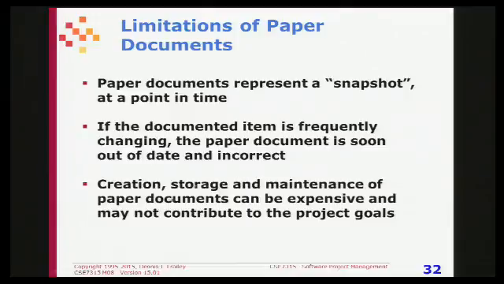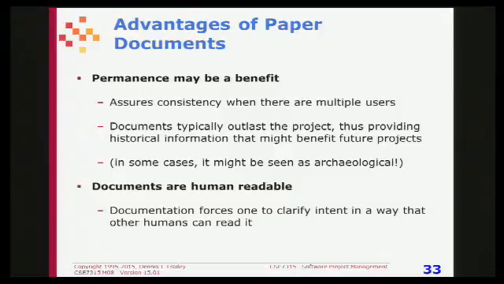Paper documents represent a snapshot of reality, but as soon as you put it on paper, any changes you make from that point forward are no longer reflected in the paper document unless you change the paper document. If the documented item is frequently changing, the paper document has to keep being updated, and that can get to be a lot of trouble, a lot of overhead. Creation, storage, and maintenance of paper documents can be expensive. The advantage of paper documents is it's permanent. You have a permanent record.